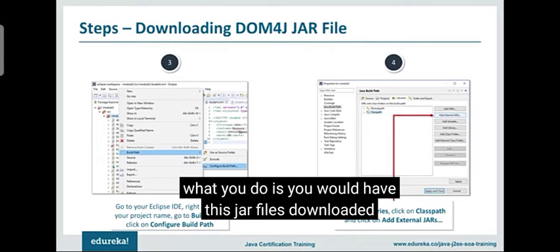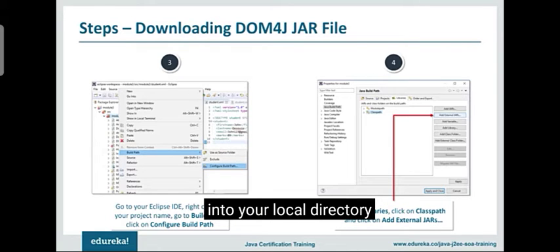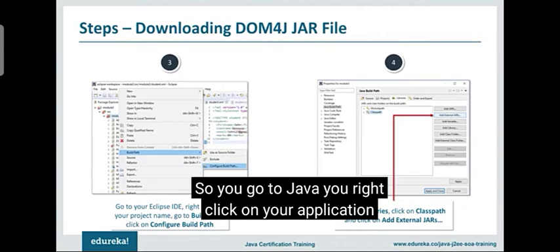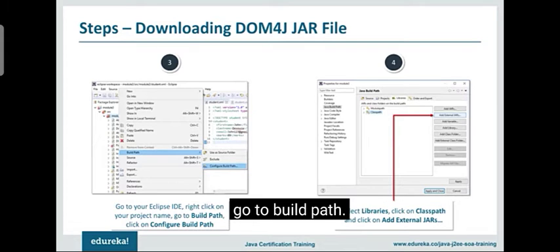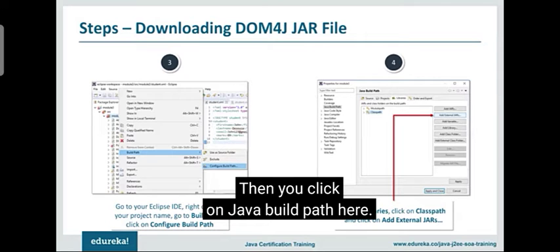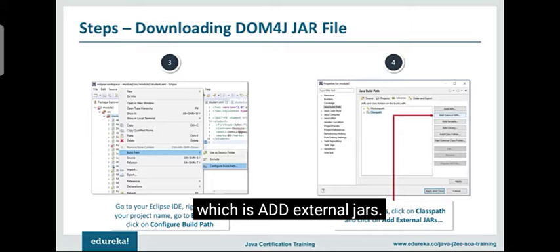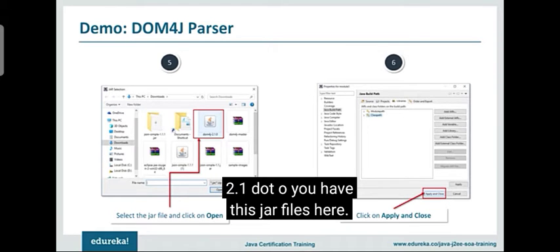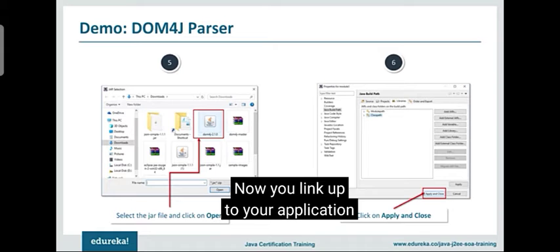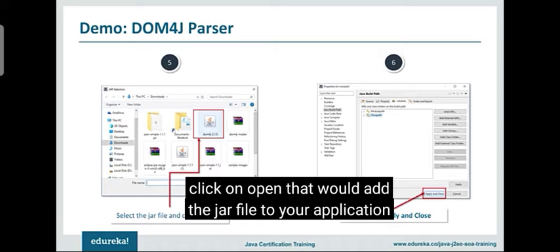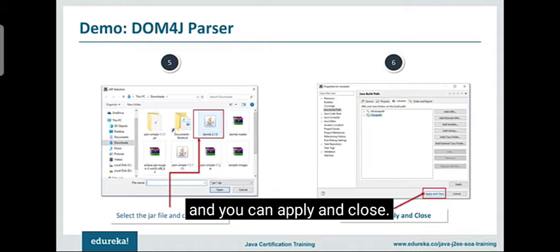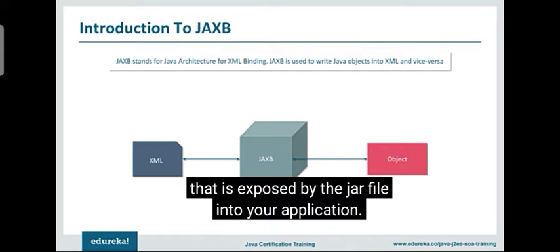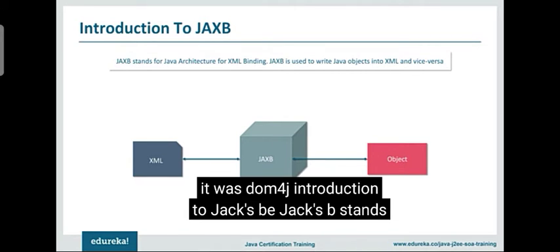So in that typical scenario, you would have the jar files downloaded into your local directory and you could add those external jar files. This is how you link them to your applications. All right, so in Java, you right click on your application, go to build path, then click on Java build path, and there's a button to the right which says add external jars. You would have a jar file, in this case dom4j 2.1.0. Now you link up to your application, click on it and click on open. That would add the jar file to your application and you can apply and close. So now you could leverage the functionality exposed by the jar file in your application. All right, in this case, it was DOM4J.